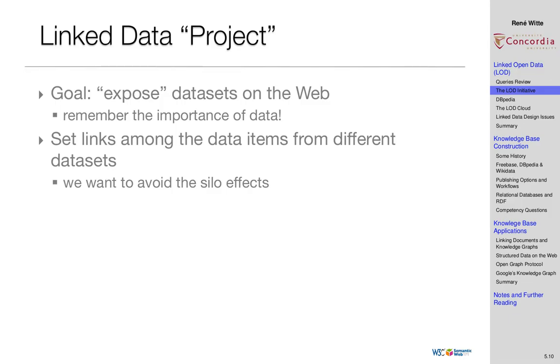So two important principles were: you have to make the data sets available online without any kind of web interface for humans, the raw data, and you want to make links between these data sets. So you don't want to have this silo effect that I talked about a few times. You want to have data connected with other data.